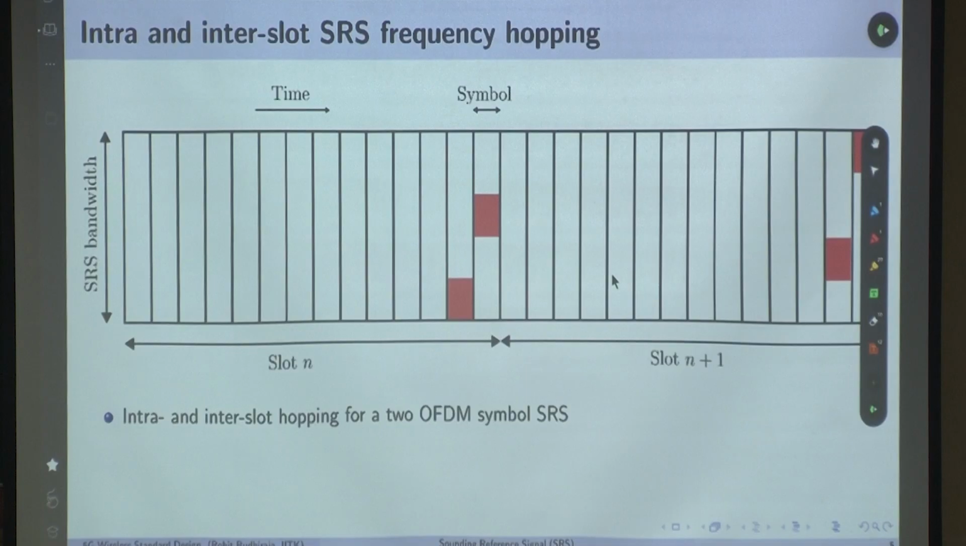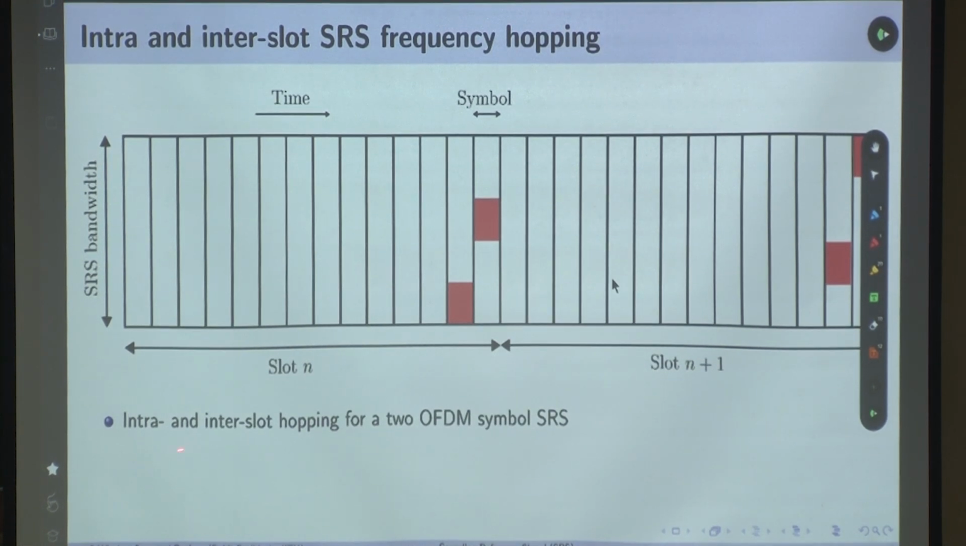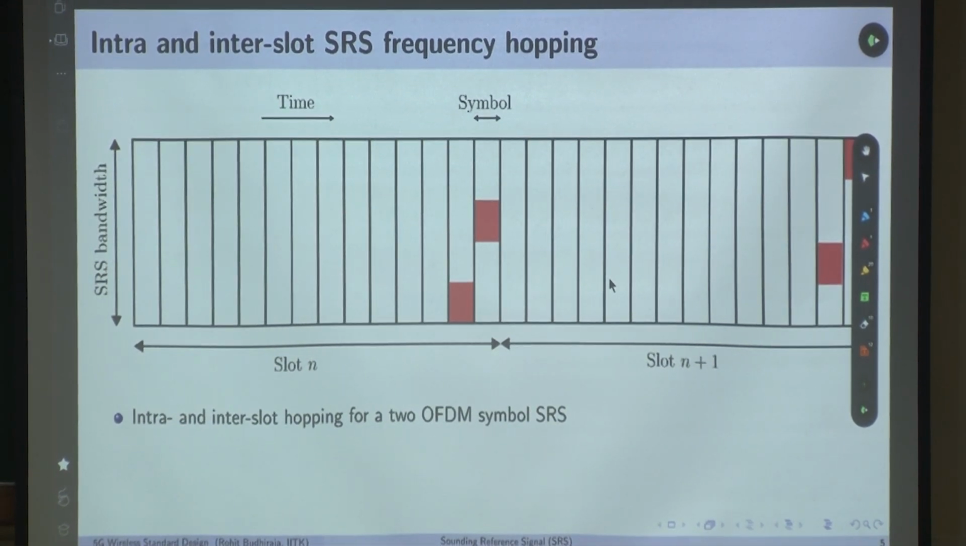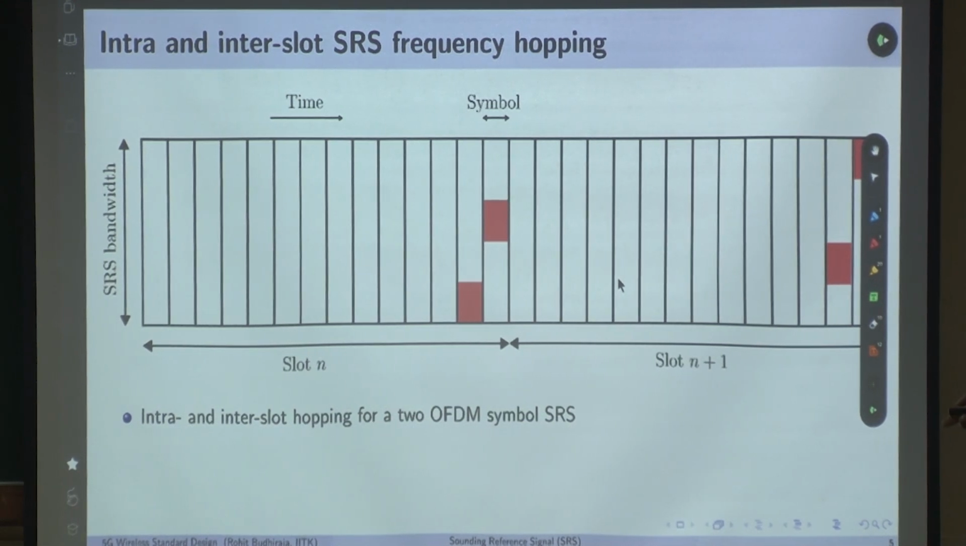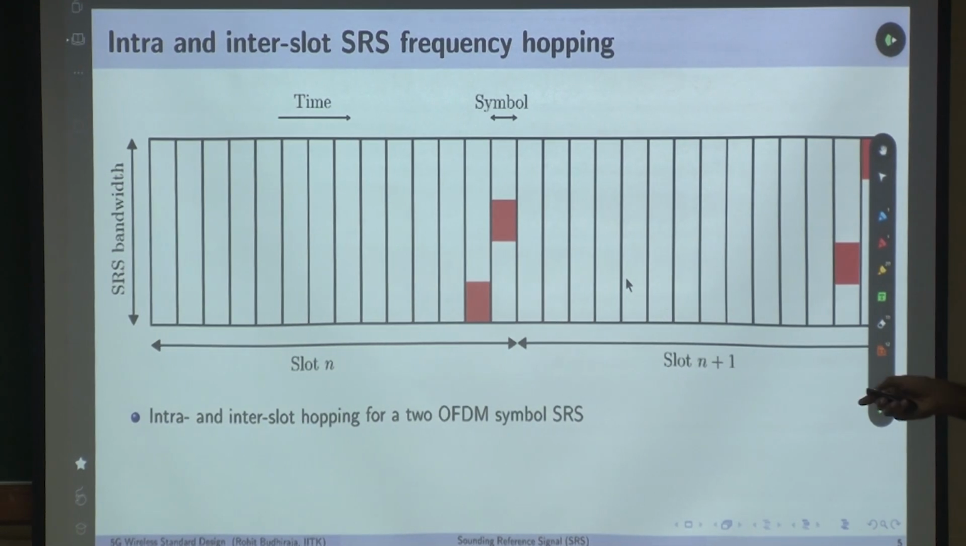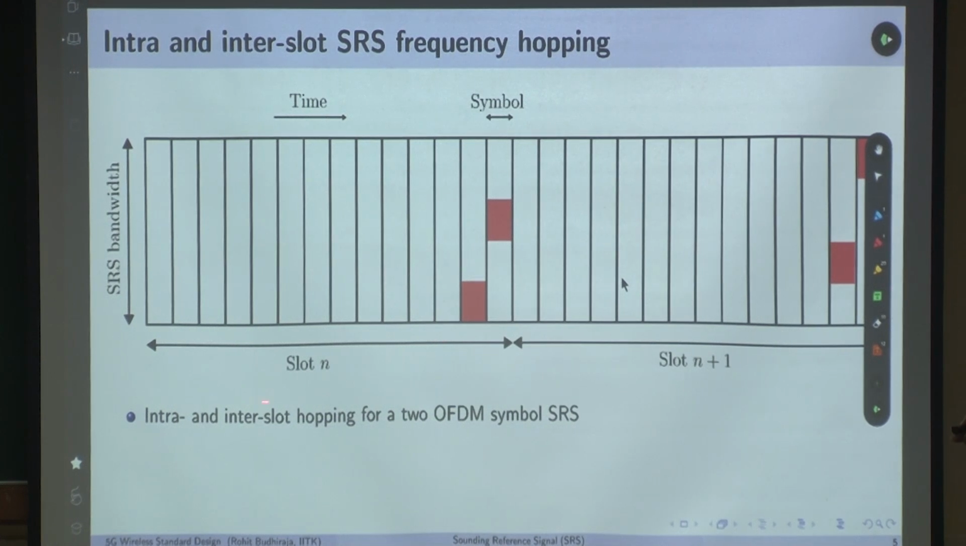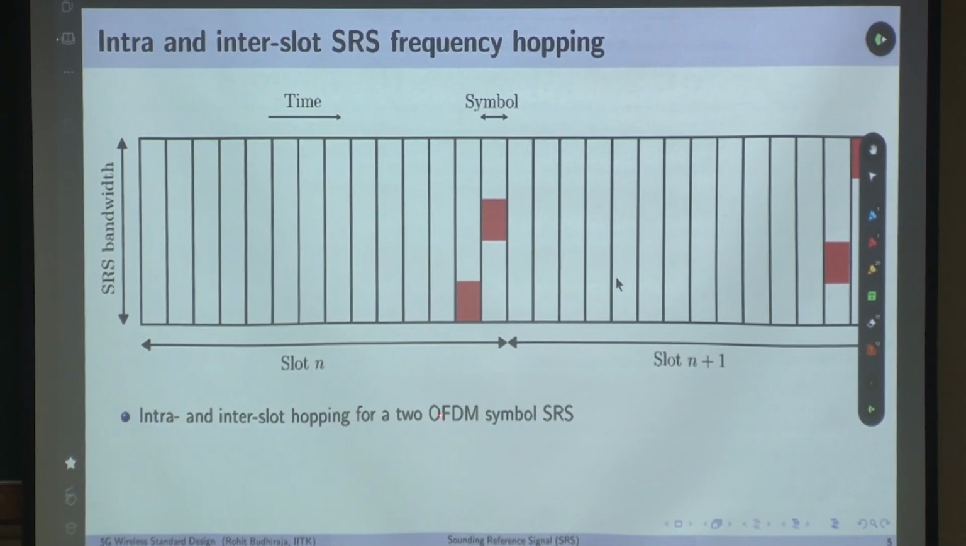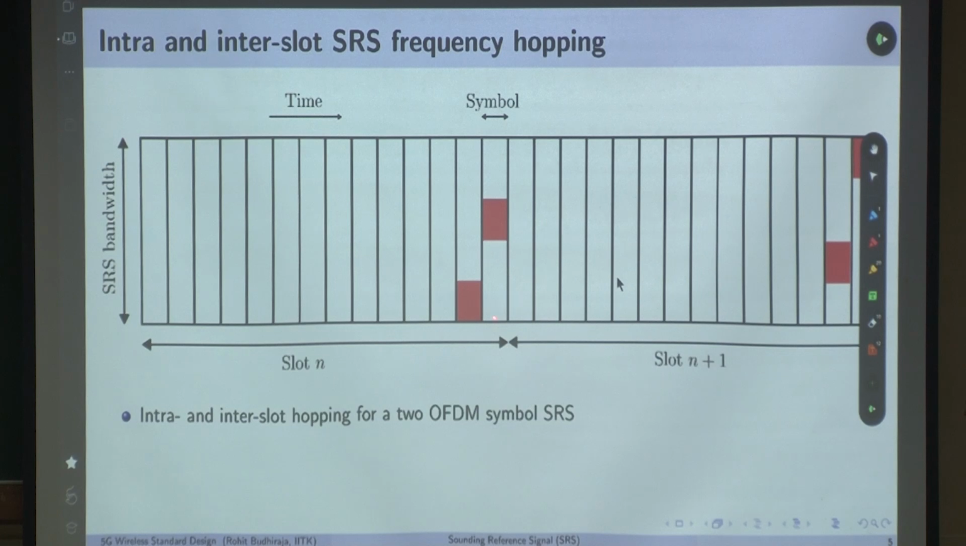Now intra and inter slot hopping are coupled together. You see this here, another different example of SRS hopping. What are we saying here? Hopping is happening, and the first thing you notice is there is no repetition. This is intra and inter slot hopping for a 2 OFDM symbol SRS. This SRS is spread over 2 OFDM symbols.